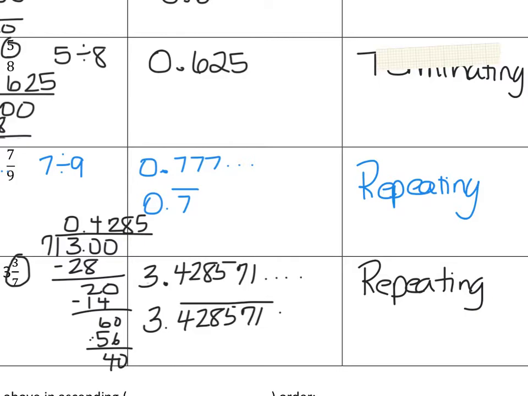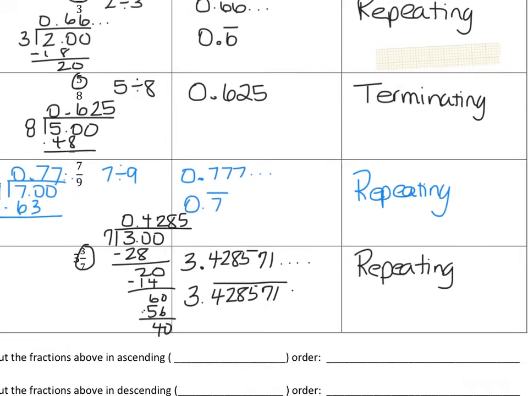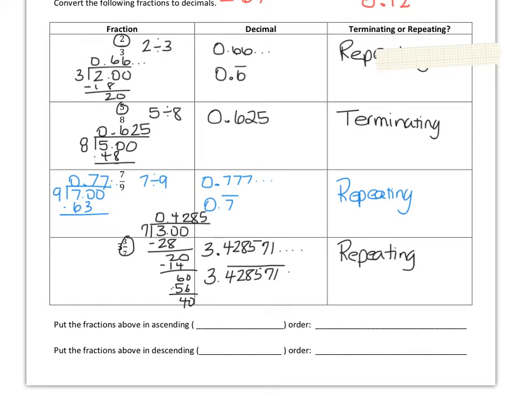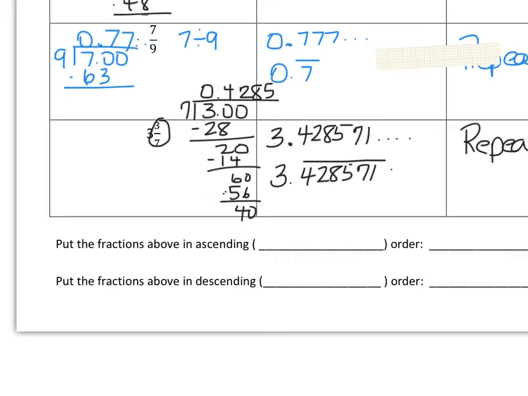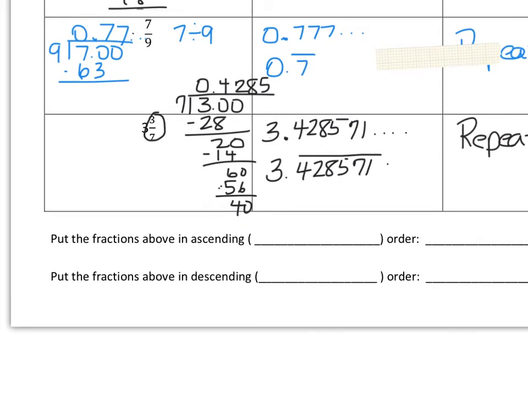Okay, last thing on our notes page, we're going to take a look at these four numbers, 2/3, 5/8, 7/9, and 3 3/7, and we're going to put the fractions in ascending order. And so if we ascend the stairs, ascending means small to big. So what do you think descending means? Descending means big to small.